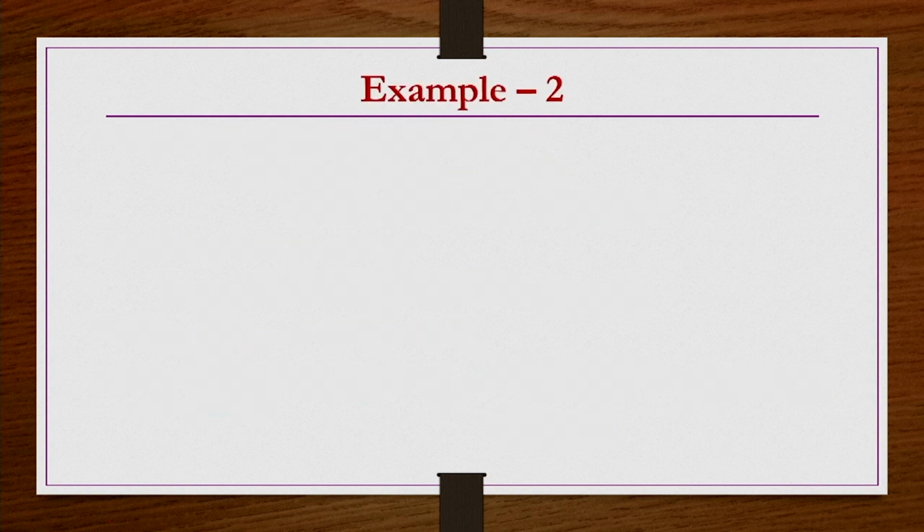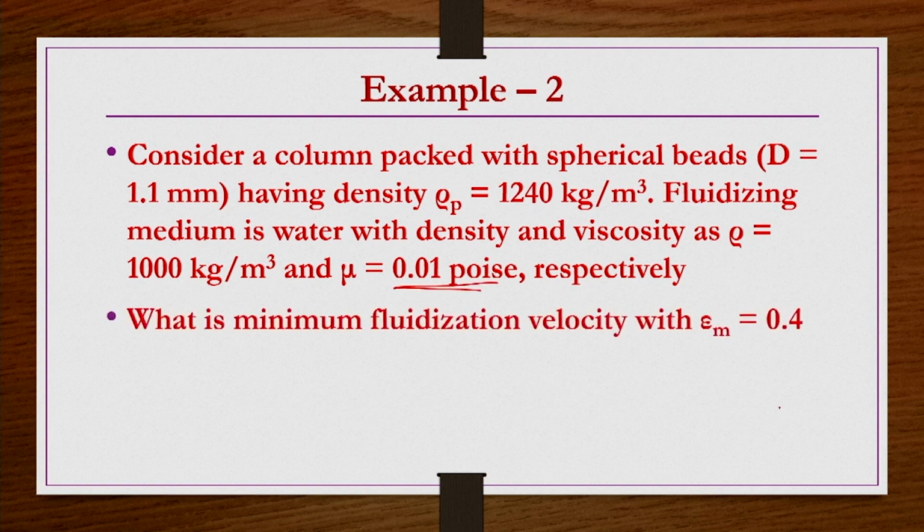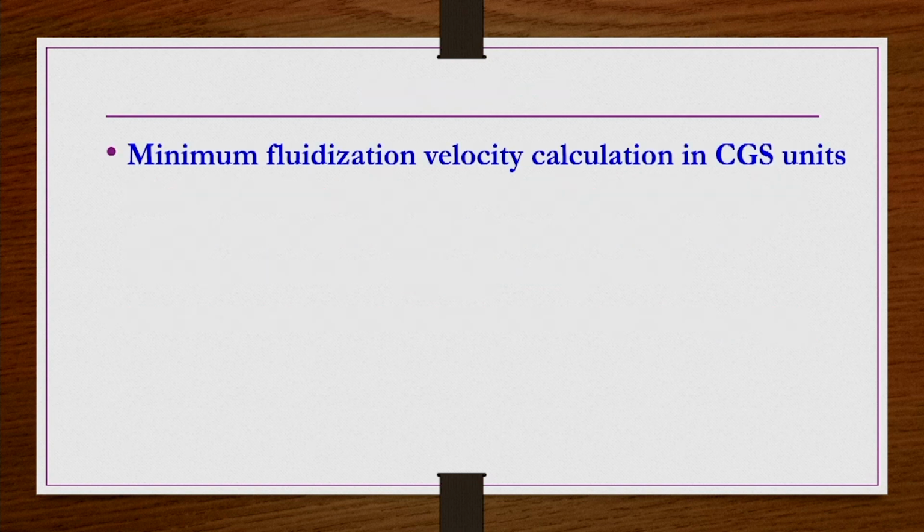We will take another problem. A similar problem, but now we directly use the equation to get the minimum fluidization velocity rather than doing the Galileo number calculations. So, consider a column packed with spherical beads of diameter 1.1 mm having density 1240 kg per meter cube. The fluidizing medium is water with density and viscosity of 1000 kg per meter cube and 0.01 poise respectively. Viscosity is given in poise. Okay. So, what is the minimum fluidization velocity with epsilon m being 0.4? Exactly a similar problem to what we have done previously, but we calculate it the other way.